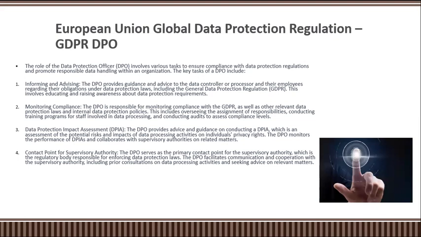And next is the contact point for the supervisory authority. The DPO serves as the primary contact point for the supervisory authority, which is the regulatory body responsible for enforcing data protection laws. The DPO facilitates communication and cooperation with the supervisory authority, including prior consultation on data processing activities and seeking advice on relevant matters.